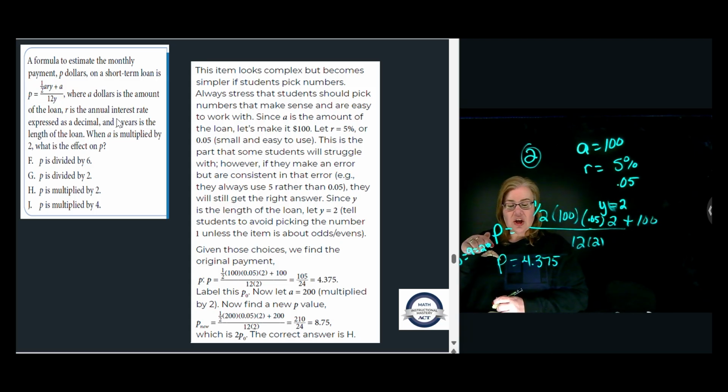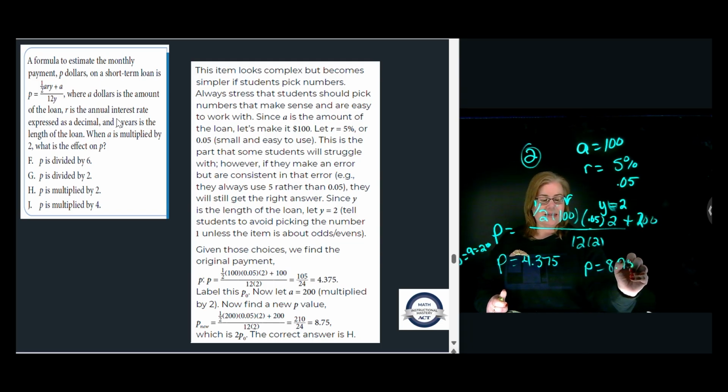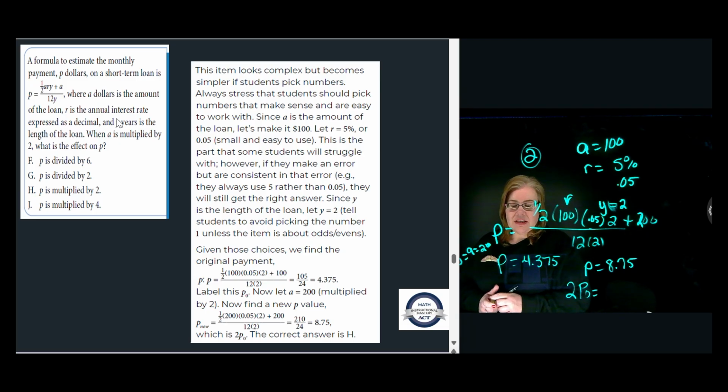So when we put the 2 in there for our 100, we go back and plug this in, and we are going to get for our payment now 8.75. So we have 2 P sub 0. So when I am multiplying by 2, I can say that my payment is also being multiplied by 2. So therefore, I have picked a number. I've gone through, used some math to make sure that when I picked that number, it was going to give me absolutely what I've got, because when I multiply this by 2, I get my next number.